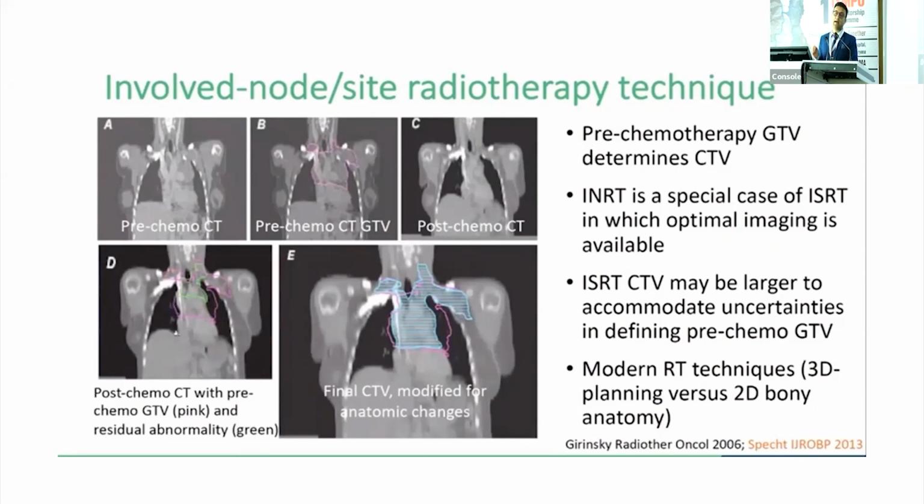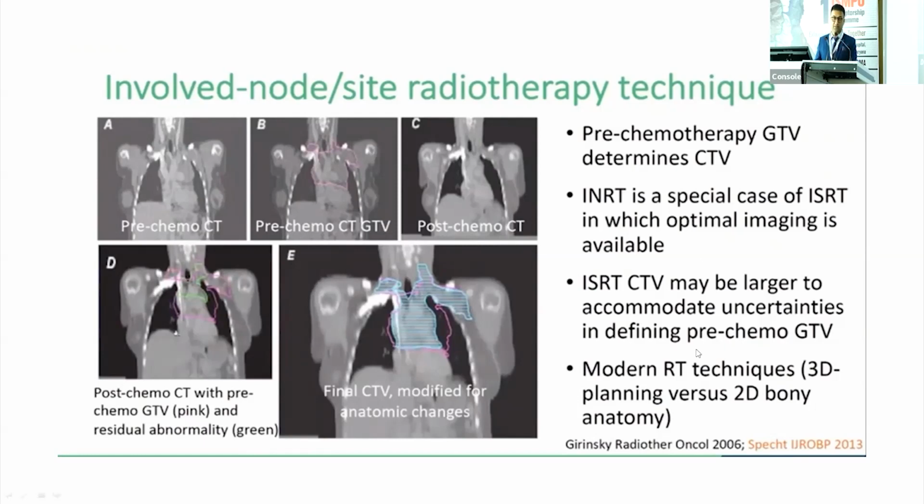INRT is basically if we have the diagnostic PET CT in the treatment planning position. Why in the treatment planning position? Because of the registration. We do a CT to CT matching at the time of planning. And if this CT to CT matching is erroneous because of the issues of the tumor being smaller and the volumes becoming smaller, the fusion or the CT to CT matching is not adequate.